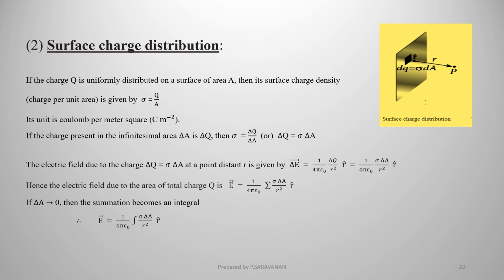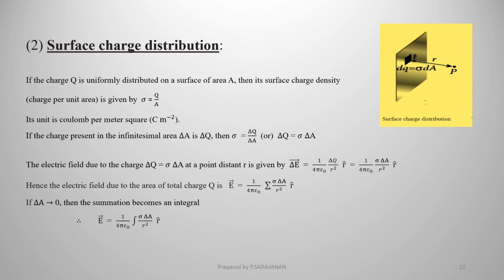As in the previous derivation, here also the electric field due to the charge delta Q at a point distant r is given by delta E vector is equal to 1 by 4 pi epsilon naught into delta Q by r square into r cap, which is also equal to 1 by 4 pi epsilon naught into sigma delta A by r square into r cap. So here we have substituted delta Q is equal to sigma delta A in the numerator.